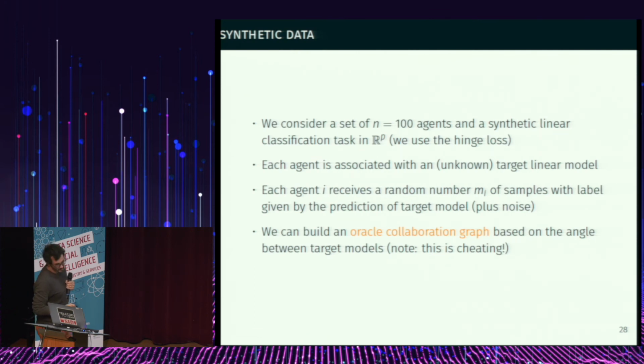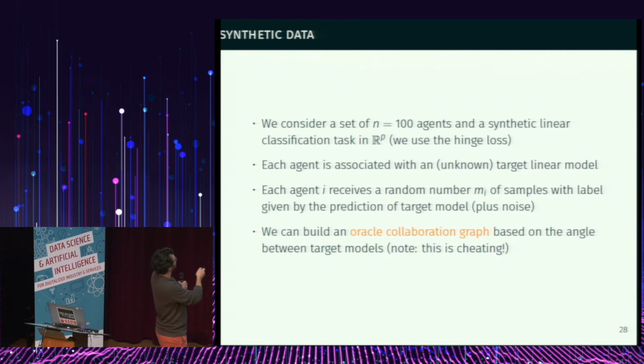I'll show some experiments to wrap up. So I'll start with some synthetic data to try to show a little bit how things behave in a controlled environment. Let's say we have 100 agents with a synthetic linear classification task. Essentially we have some data that we draw from some distribution that is user-specific, and then every user has some target model that we know because we generate the data. And the agent also receives, as a data set, a random number of samples drawn from that distribution and labeled by the prediction of the target model, plus some label noise that we add to make the task not too easy. So this is the training data of everybody.